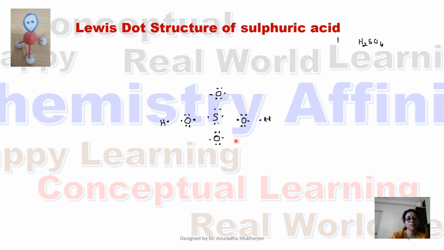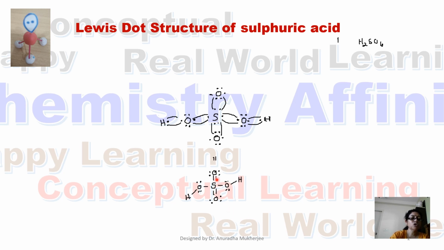Now to fulfill the octet, these two oxygens share 2 electrons with the sulfur and form a double bond. And the right hand side and left hand side oxygen make one single bond with the hydrogen and one single bond with the sulfur. So that's why the sulfuric acid molecule looks like this.